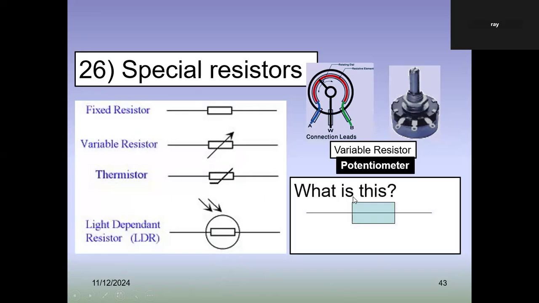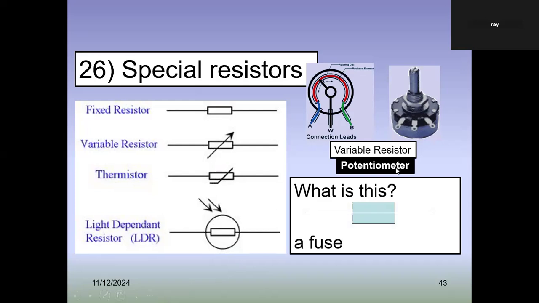What is the symbol for this one? A rectangle with a wire passing through. Isn't that a resistor? No, a fuse.